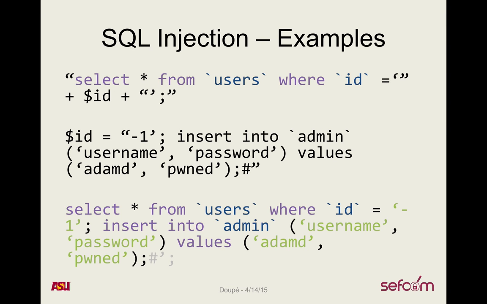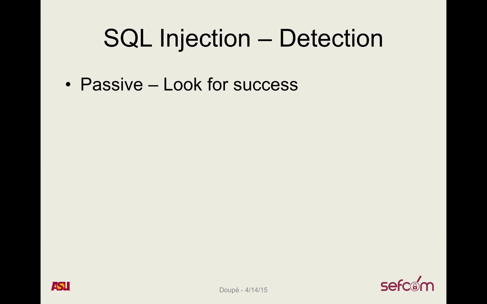So this is a very high level overview. We can actually spend quite some time going into depth on this, which I think we should and will. For now, there are two ways to think about detecting these, right? The way to think about this is passive approaches where you look for success. So for instance, if you have a field that's, let's say, ID equals 3, and it gives you an article, so it's a blog, it gives you blog number 3, right? If you put in 1 plus 2, what should it give you back?